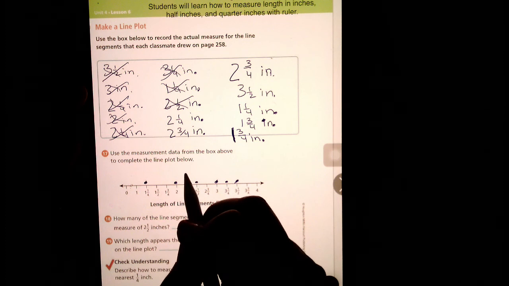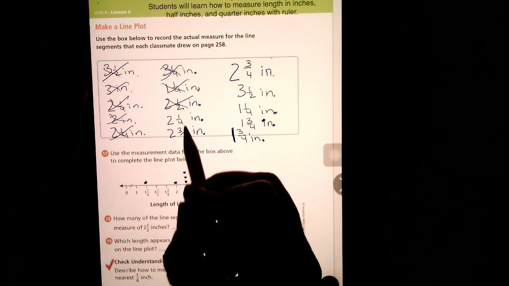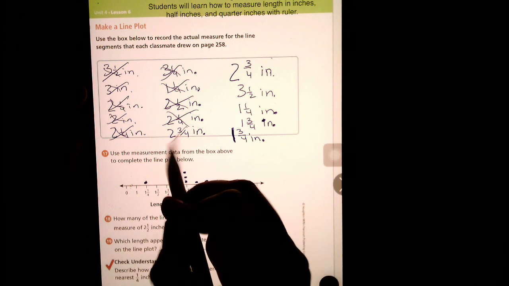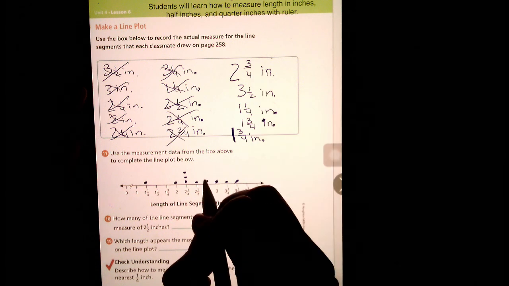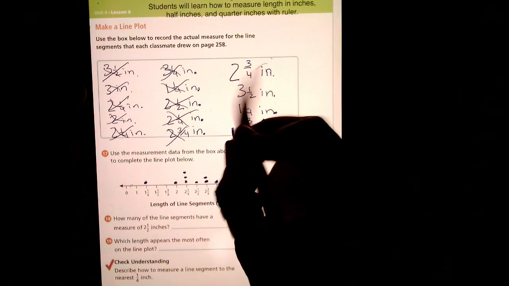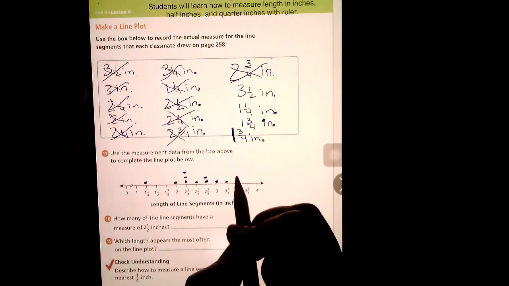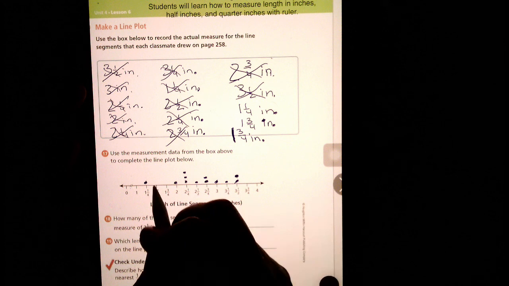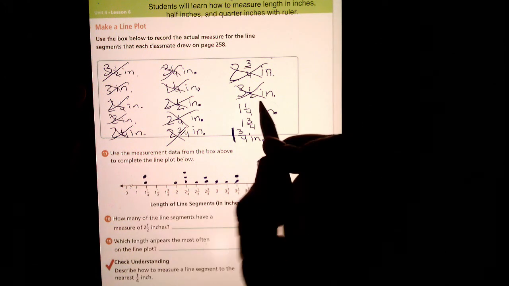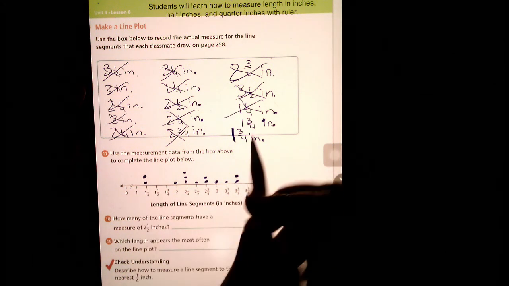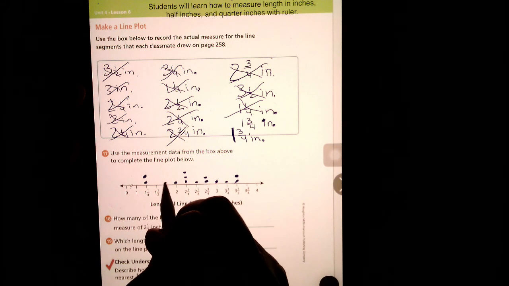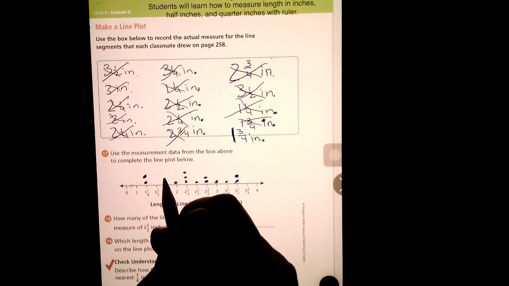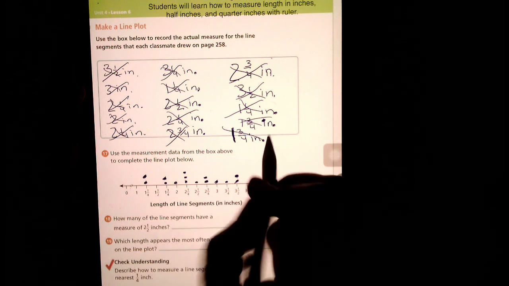2 1/4 above here, cross it out. 2 3/4 right here, cross it out. 2 3/4 right here, cross it out. 3 1/2 right here, cross it out. 1 1/4 right here, cross it out. 1 3/4 right here, cross it out. 1 3/4 right here, cross it out.